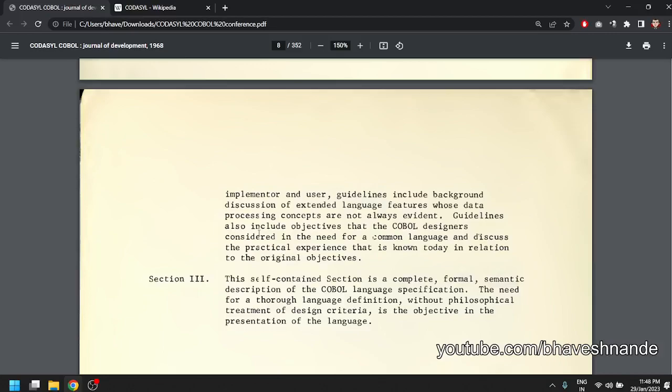Section 3. This self-contained section is a complete formal semantic description of the COBOL language specification. The need for a thorough language definition without philosophical treatment of design criteria is the objective in the presentation of the language. Yeah. So I've just explained what the sections are going to be.